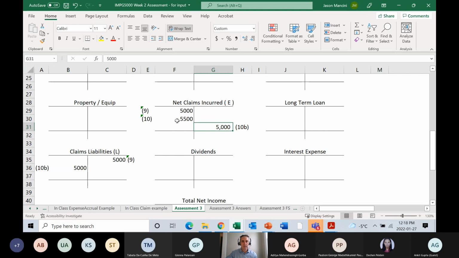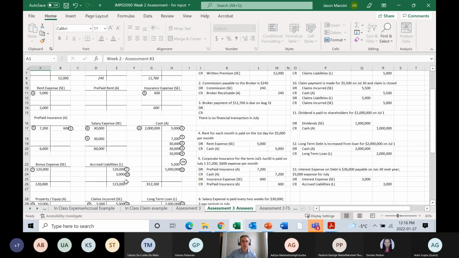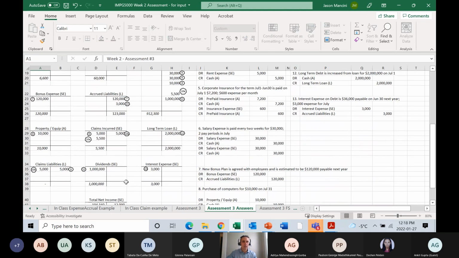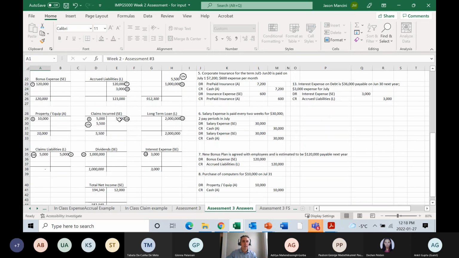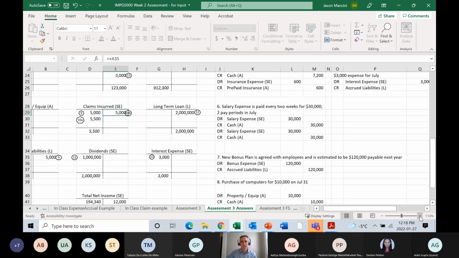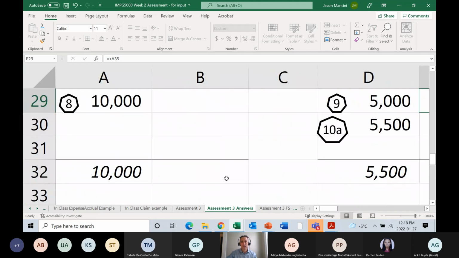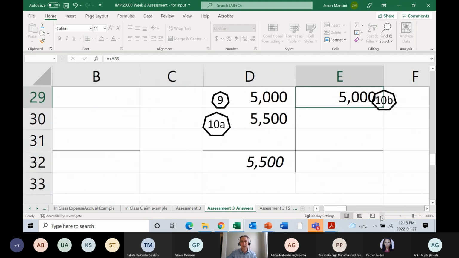And again, yeah, if you want to make your own notes, the complete answers are also here on the next page if you want to step through it step by step. So there's the 10B.